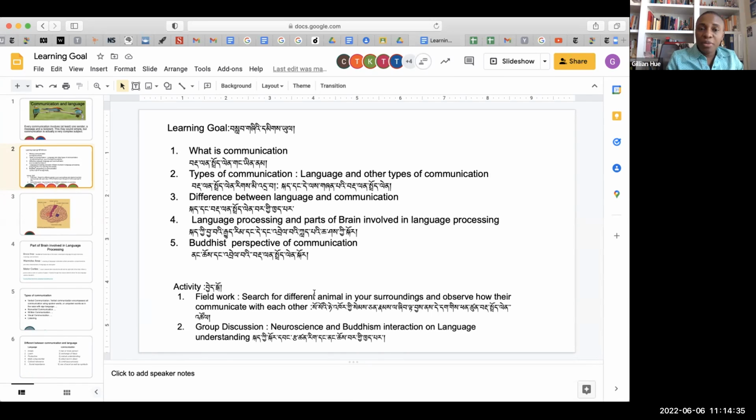It's also very important that you've included different animals in your surroundings and observe how they communicate with each other.